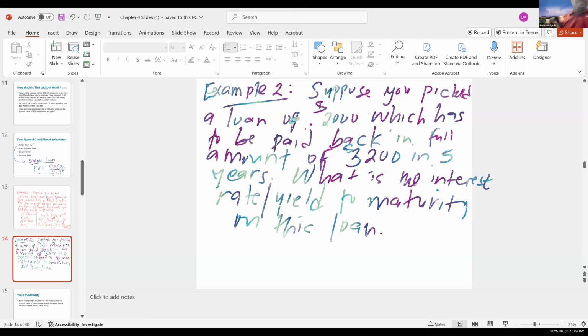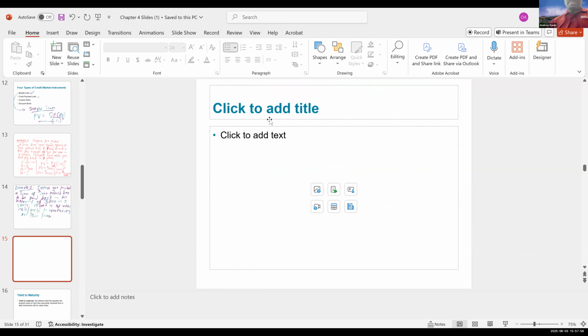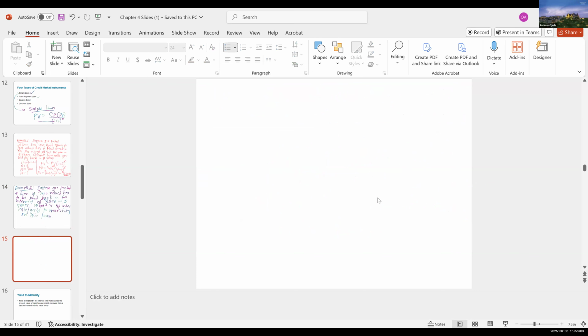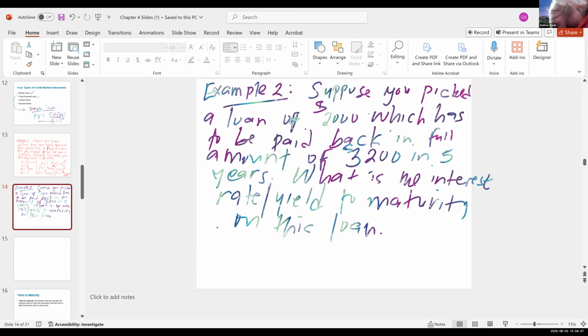So again, this is very easy. What we're going to do is open our new slides and solve the problem. Very easy. So summarize what you know. The solution here, start from here. We know the interest rate is what we are solving for. The present value has been given. The value of the loan is $2,000.